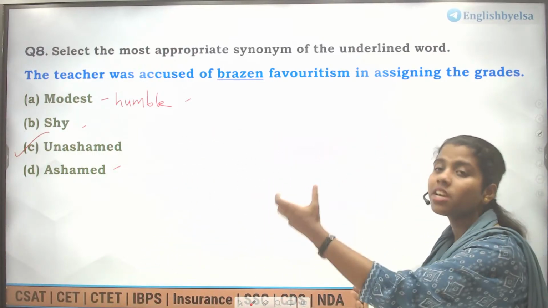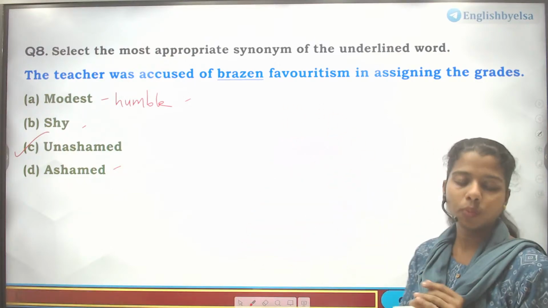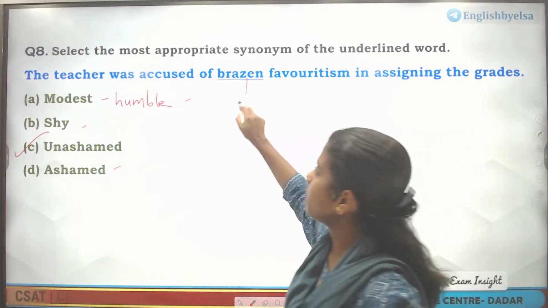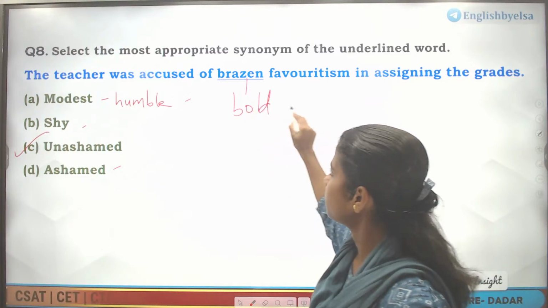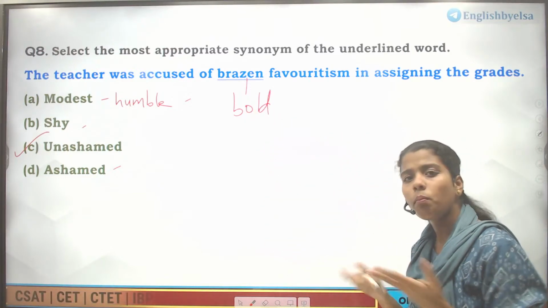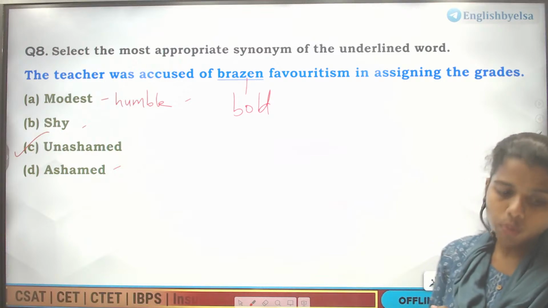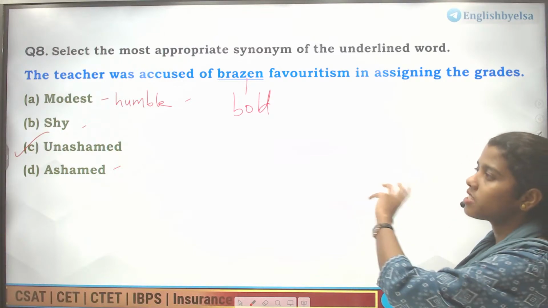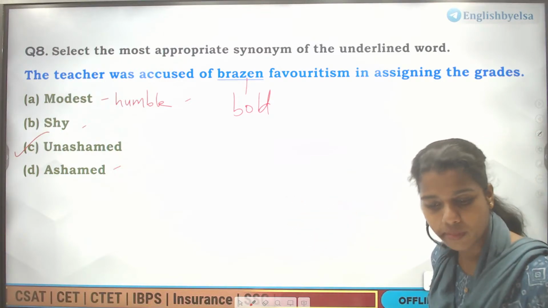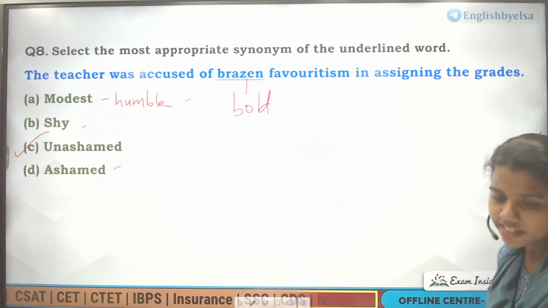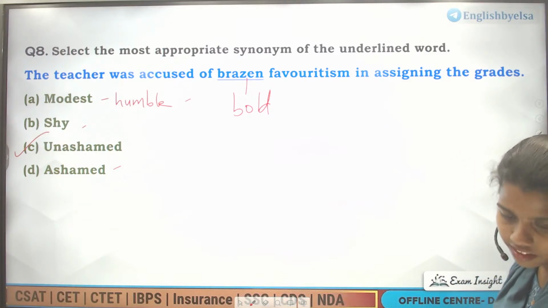You can do this if you do not know the meaning of the word. Brazen actually means bold and unashamed. Bold in a bold way. So brazen means bold. The synonym for it will be unashamed. Yes, C is the correct answer.